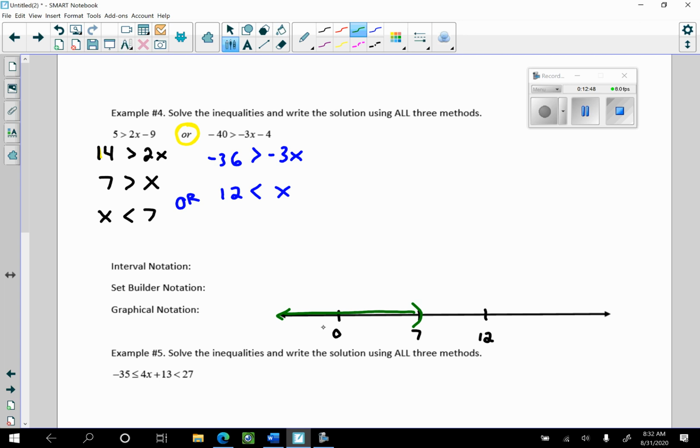We're not including 12, so we're going to use parentheses. So that is our graphical solution set. Now the interval notation is going to be parentheses negative infinity, comma 7, close parentheses, you write the word or, parentheses 12, comma, positive infinity, close parentheses, and all those are parentheses. That's the interval notation for that set of numbers.